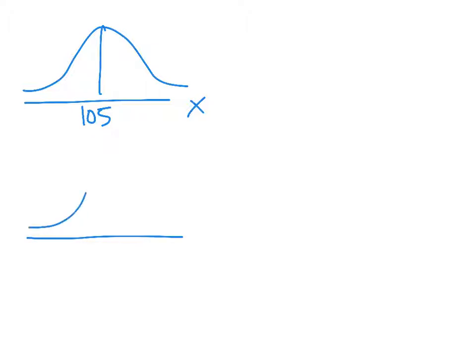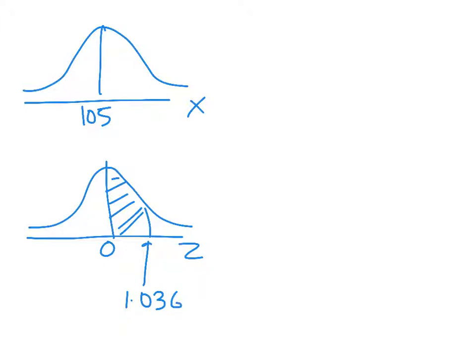Okay, so I'm going to draw the two pictures again. This is my X, centered at a mean of 105, and this is my Z value. And we know now that when my Z value is 1.036, I'm going to have 15% in the tail there and 35% there.